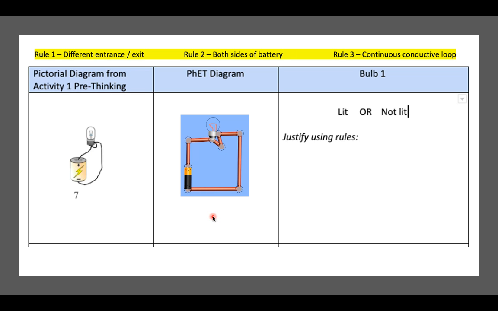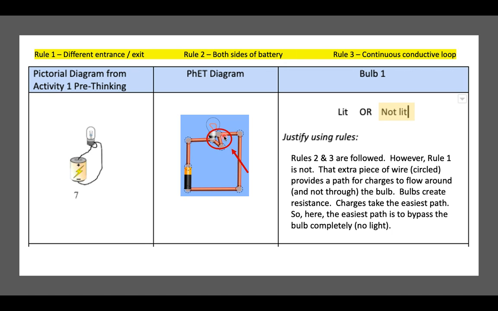In this last example I want to show, number 7, it looks very similar. You see that the light bulb has connections on the tip and the side, 2 different locations on the battery, a continuous conductive path. This does not light though, and the reason is because even though the side and the tip of the light bulb are being contacted, this extra loop creates a way for charges to avoid the light bulb.